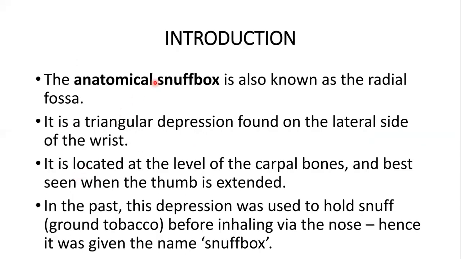Now, introduction. The anatomical snuffbox, which is also known as the radial fossa, is a triangular depression found on the lateral side of the wrist. It is located at the level of the carpal bones, to be specific, scaphoid and trapezium, and best seen when the thumb is extended. I'll show you that.